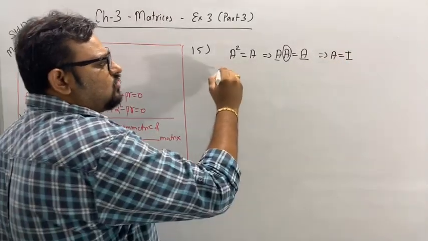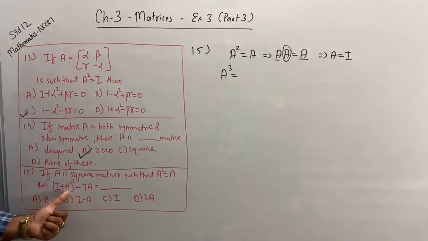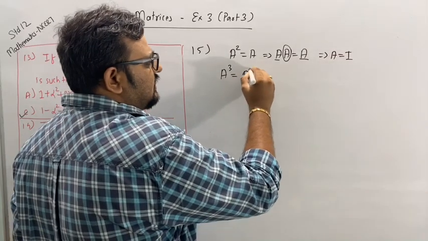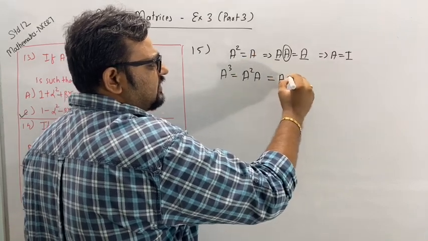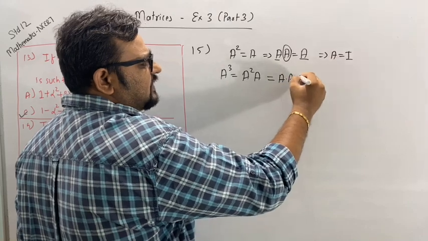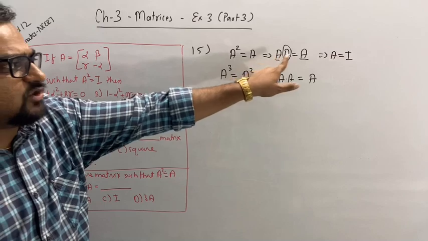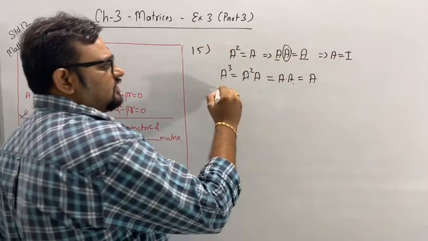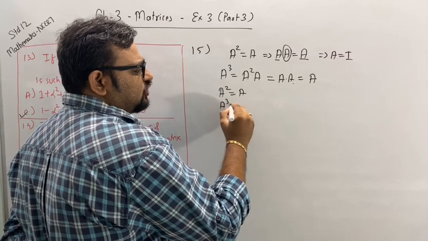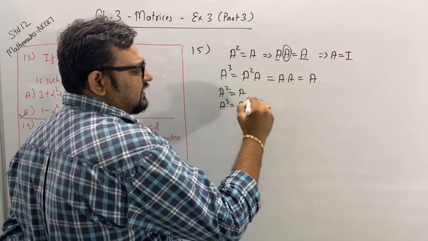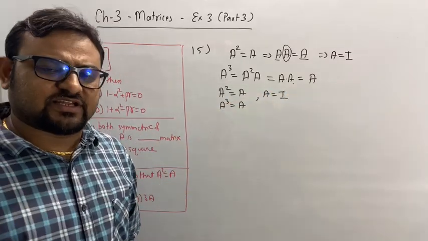Clear? Now, A cube. Here we will require A cube. So A cube will be A square into A. Now what is A square? A into A, and that will also be equal to A. Clear? Because A into A is A. So we get three things here: A square equal to A cube equal to A, and A is equal to I. We got these three things.